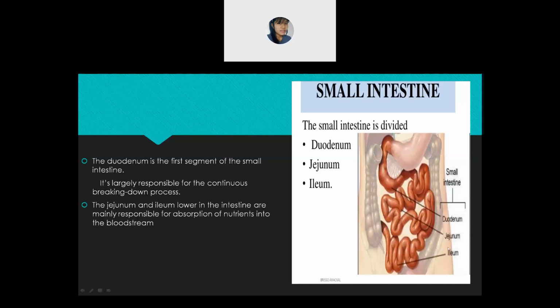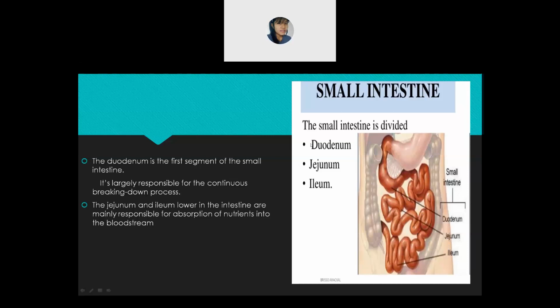And the next is the jejunum and the ileum, which are in the lower part after the duodenum. What will these two parts do? The jejunum and the ileum are responsible for absorption of nutrients into the bloodstream. Whatever good nutrients are coming from the duodenum, the jejunum and the ileum will absorb all those nutrients, and they will flow into the bloodstream.